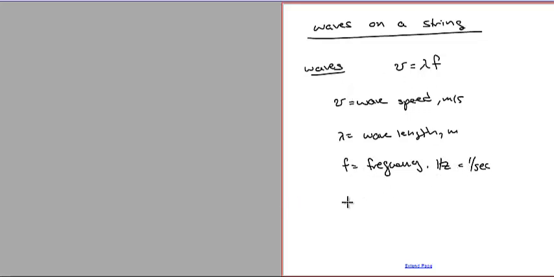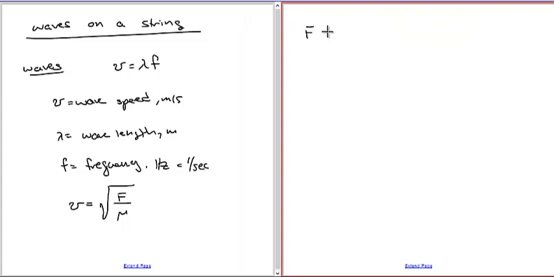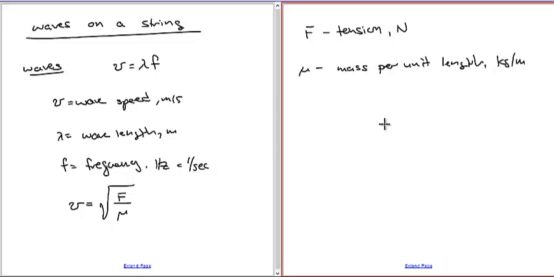Now that's just for waves in general, but the other key thing here is the wave speed is equal to the square root of F, capital F, over mu, where capital F is the tension, and that has units of newtons, and mu is the mass per unit length. And that's kilograms per meter. So v is the wave speed.